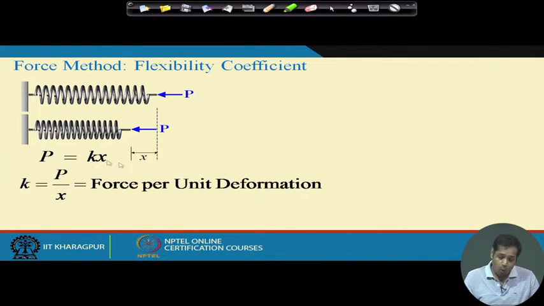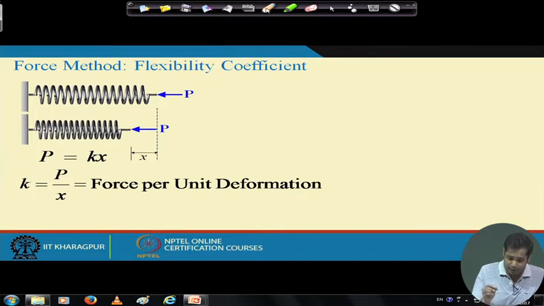Now, what is then the definition of stiffness? The definition of stiffness can be written as P by x, and what is it exactly? It is the force per unit deformation. So, it is the amount of force required to deform the structure. Now, you see here one important point is which force we are talking about and which deformation we are talking about.